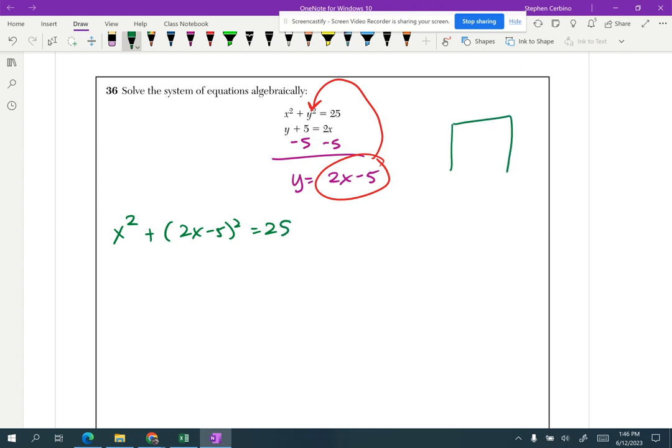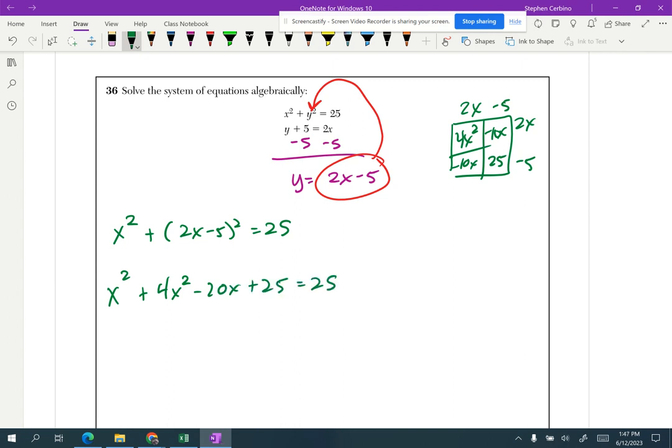Now, as soon as I see (2x minus 5) squared, I'm going to make boxes. That's going to give me 4x squared minus 10x minus 10x and positive 25. So I can rewrite that as x squared plus 4x squared minus 20x plus 25 equals 25. Clean that up a little bit by combining some like terms and moving this to the other side.